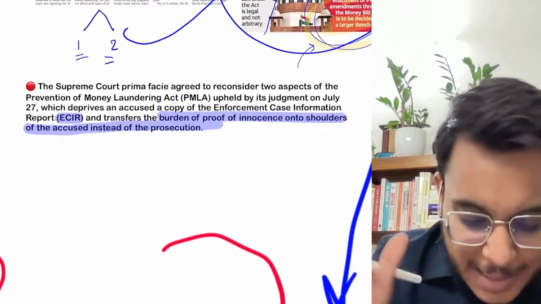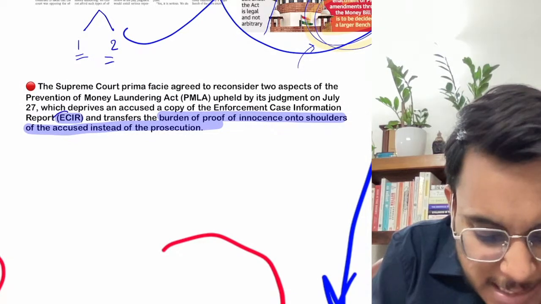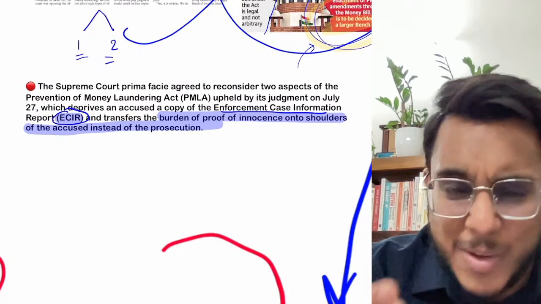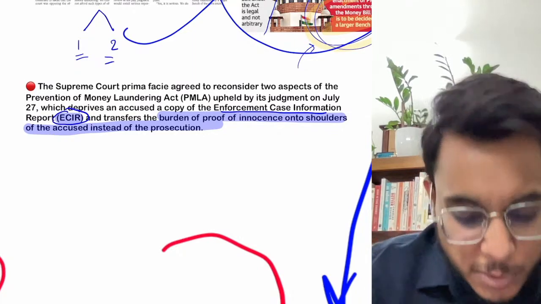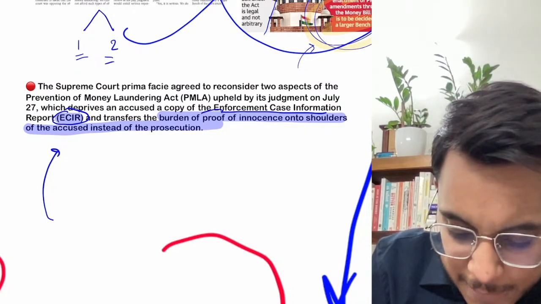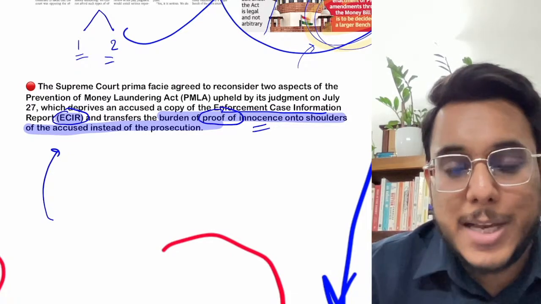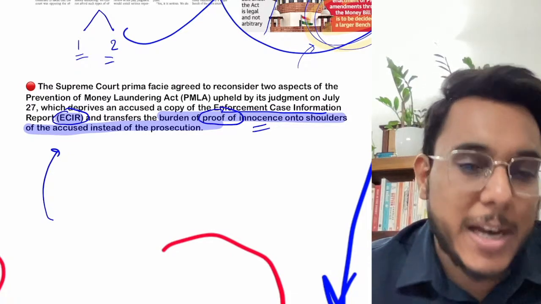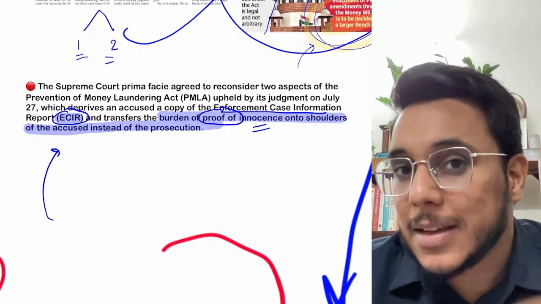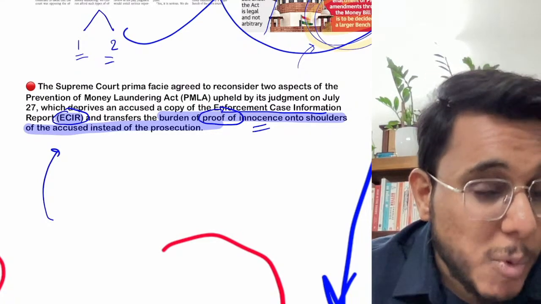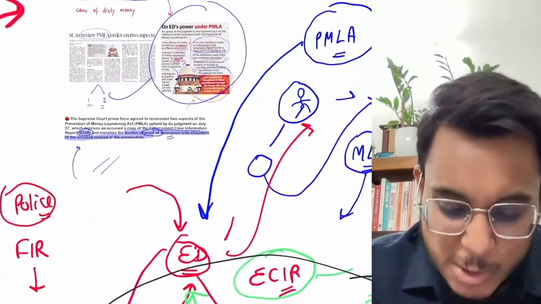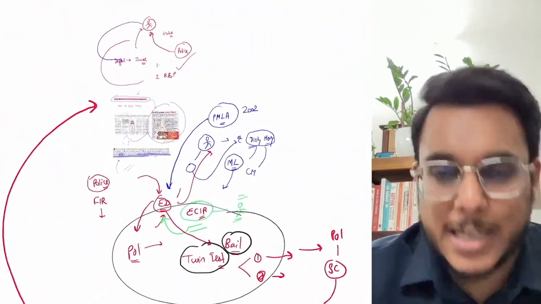What are they going to review? They said that they'll review the ECIR provision. I told you that the copy of the Enforcement Case Information Report, the equivalent of an FIR, that ECIR, was not given. So they'll see whether it should be given or not. And second, the reverse burden of proof. They said that they will also see whether the reverse burden of proof is violating the fundamental rights of the accused people. Their rights under Article 20, Article 21 and Article 22 are not being violated. So they are now going to review. And guys, once the Supreme Court review comes, we'll see what has happened.